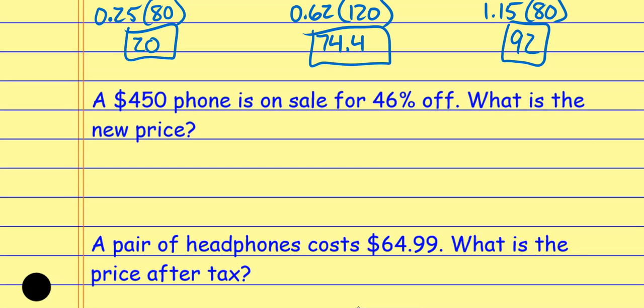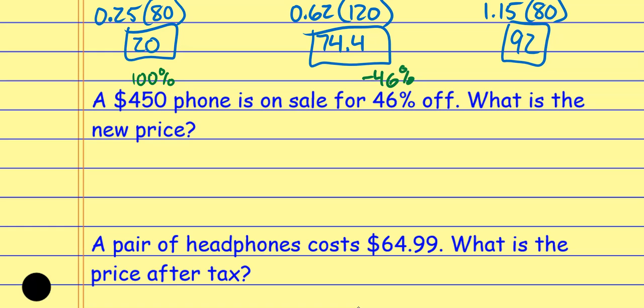If I look at something like this, it says a $450 phone is on sale for 46% off. What is the new price? When you approach these things, the easiest way to do this is to say, hey, you know what? The original price, what we start with, is 100%. So we start with 100%, and then we subtract 46%. And so the question is, what percent are we going to pay?